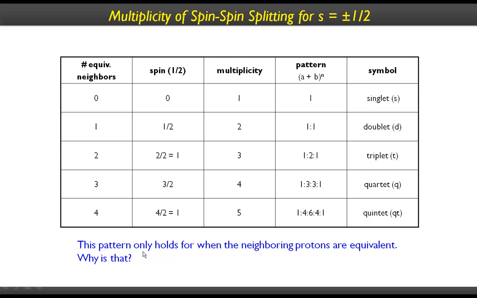And this pattern only holds good for those situations when the neighboring protons are equivalent. Why is that? And what happens if the neighboring protons are not equivalent? By equivalent we mean chemically equivalent, all right, or at least they are coupling to the same extent. The coupling constants are the same, not chemically equivalent. Sorry.